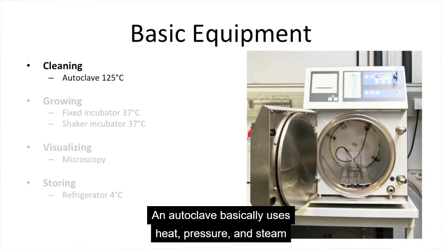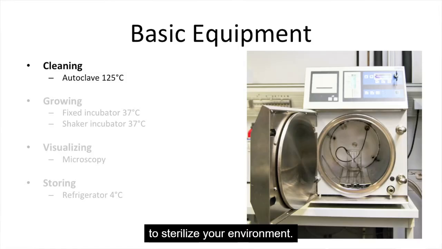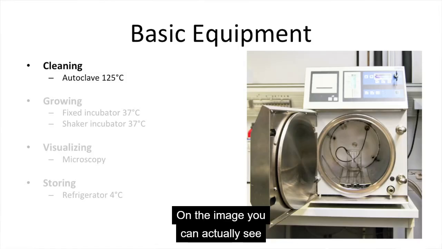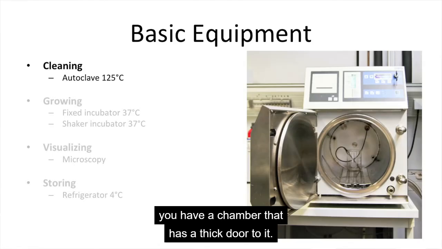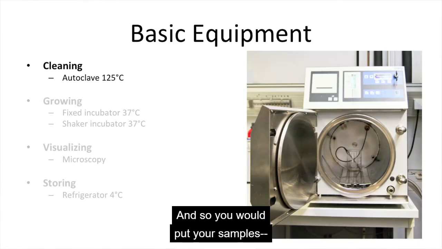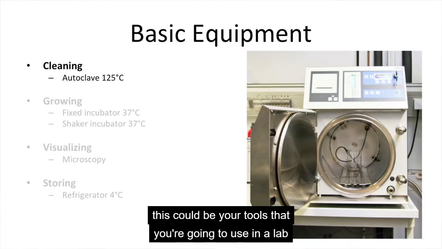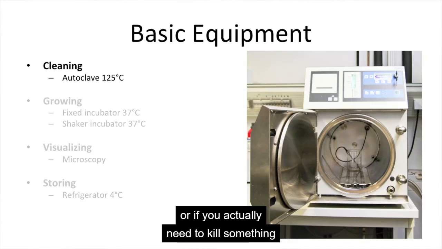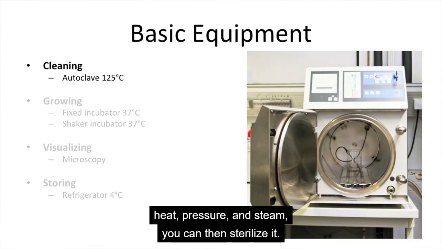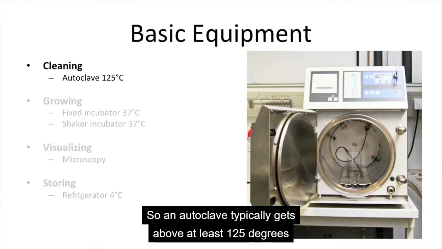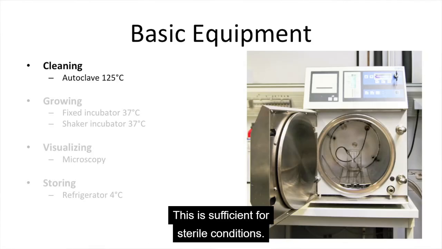An autoclave basically uses heat, pressure, and steam to sterilize your environment. And so on the image, you can see you have a chamber that has a thick door to it. You would put your samples, this could be your tools that you're going to use in a lab, or if you actually need to kill something after you're done using it. You can put it in here, and then using, again, heat, pressure, and steam, you can sterilize it. An autoclave typically gets to at least 125 degrees Celsius, and this is sufficient for sterile conditions.